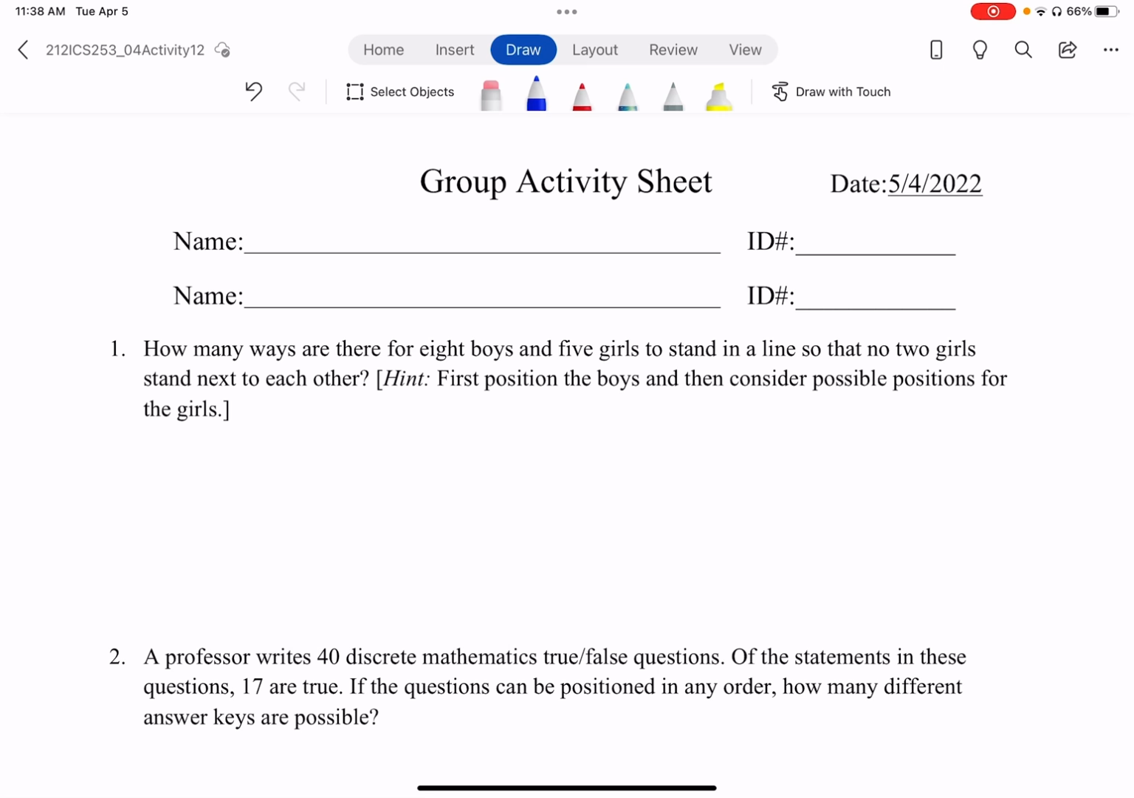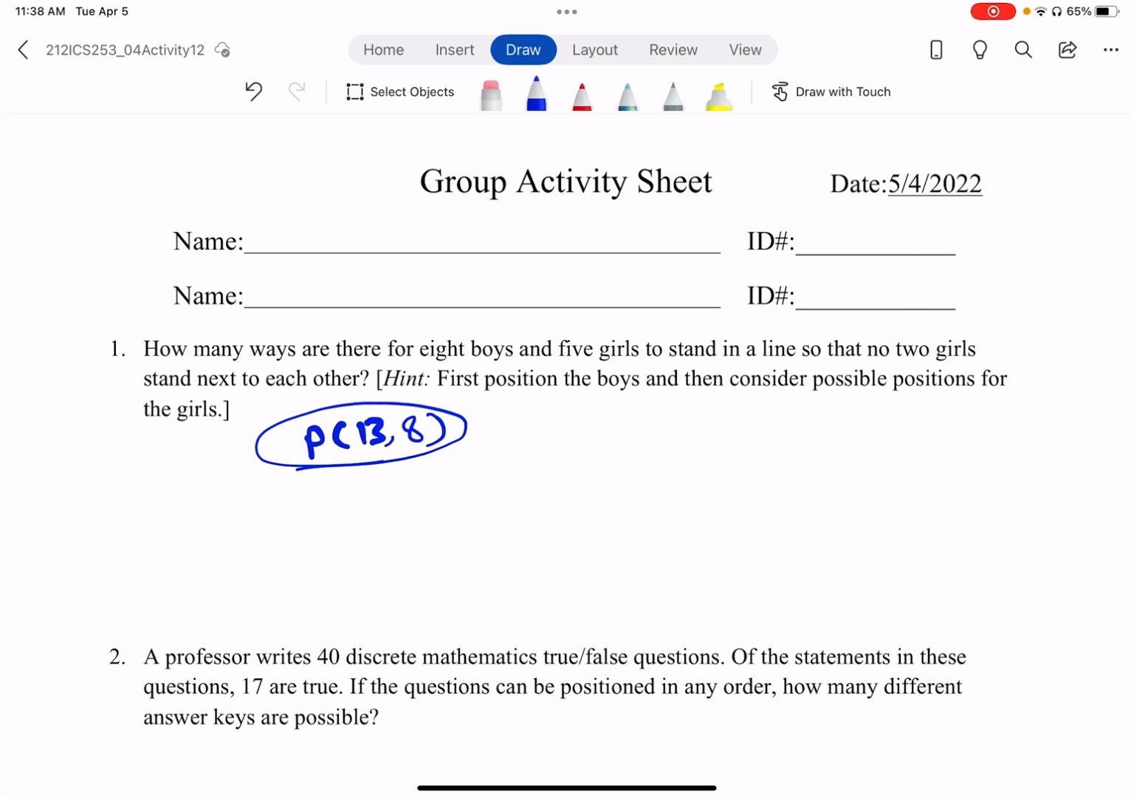Who would like to give a shot for this question? Go ahead. So we have 8 boys and in total 5 plus 8, so 13 positions. 8 boys and 13 positions. So maybe we can say P of 13, 8.